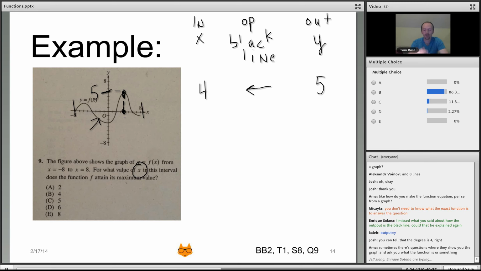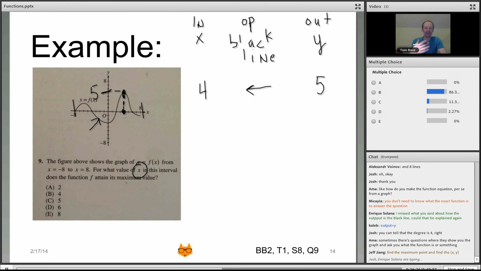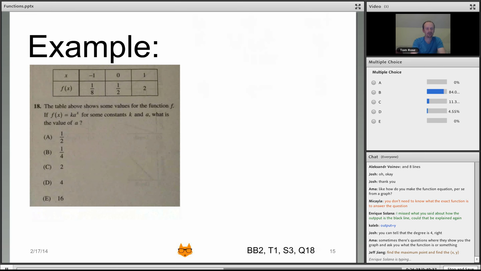So this is good. All the questions that are coming in, they're not really about algebra. They're not about expressions. The questions are about how do we know what the input and the output are? And that's exactly what you should be doing when you're dealing with functions questions, right? You should be trying to keep track of the input, the operation, and the output. And that's what the test is going to do to try to confuse you. All right, let's move on to another one.